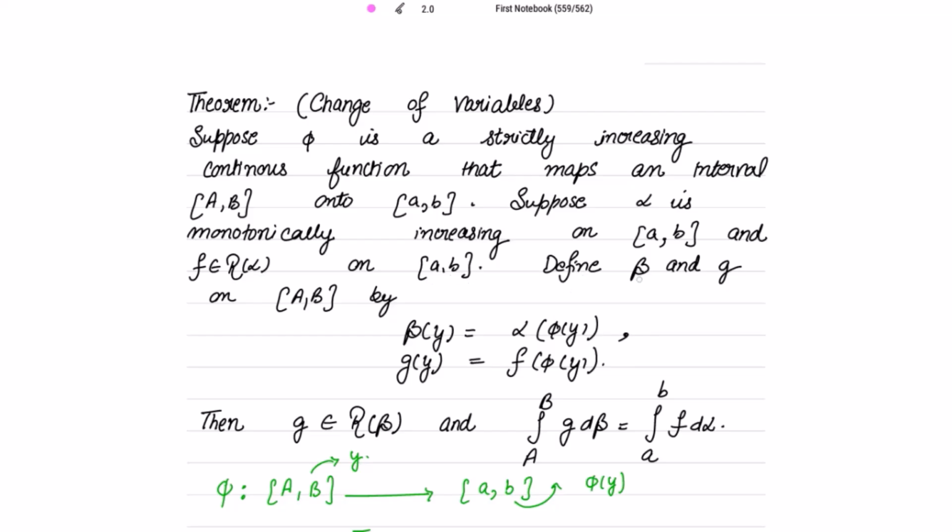We define beta and g on closed interval capital AB by beta of y is equal to alpha of phi y and g of y is equal to f of phi y. Then g is Riemann integrable with respect to beta and integration from a to b of g d beta is equal to integration from small a to b of f d alpha. This we have to prove.